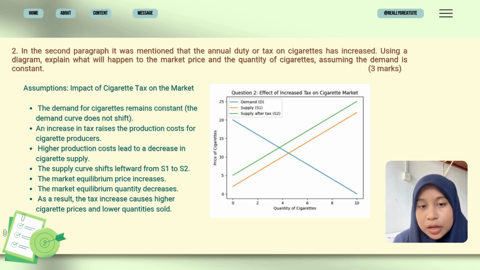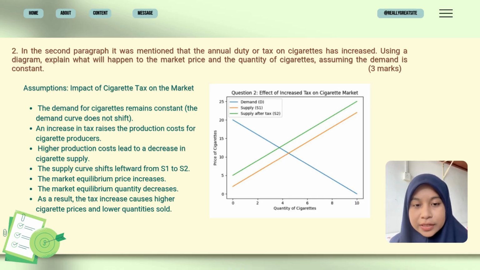Next, question number 2, I will explain the effect of an increase in tax on the price and quantity of cigarettes when demand is constant. First, we assume that the demand for cigarettes remains constant. This means consumer preferences do not change, so the demand curve stays the same. When the government increases the tax on cigarettes, the cost of producing cigarettes increases. As a result, producers are less willing to supply cigarettes at each price level. This causes the supply curve to shift leftward from S1 to S2.